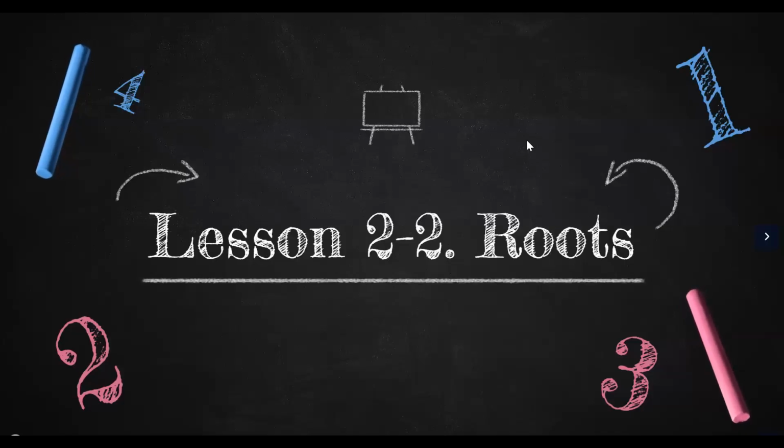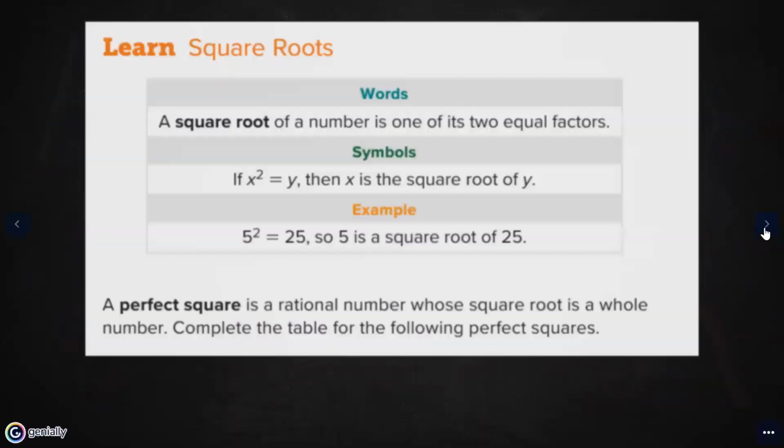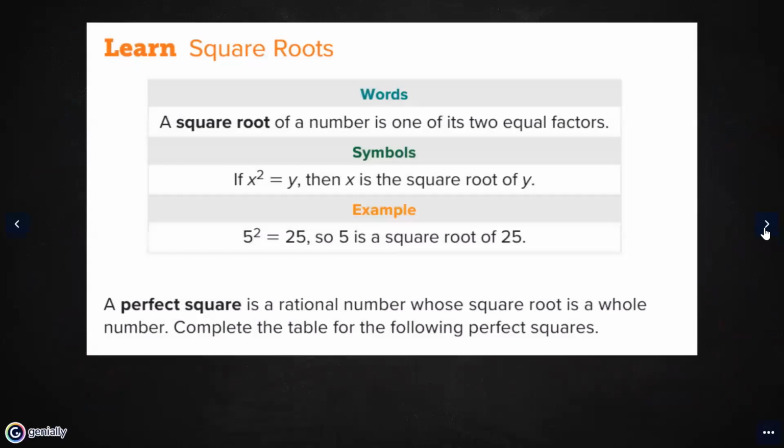Hello. Well, in today's lesson, we're going to learn about roots. And the first thing that we're going to see is what is a square root, right? A square root of a number is one of its two equal factors. Let's do it in algebra. If x squared is equal to y, then x is the square root of y.